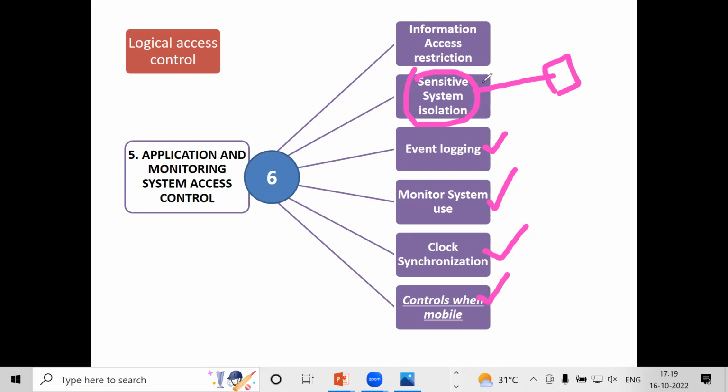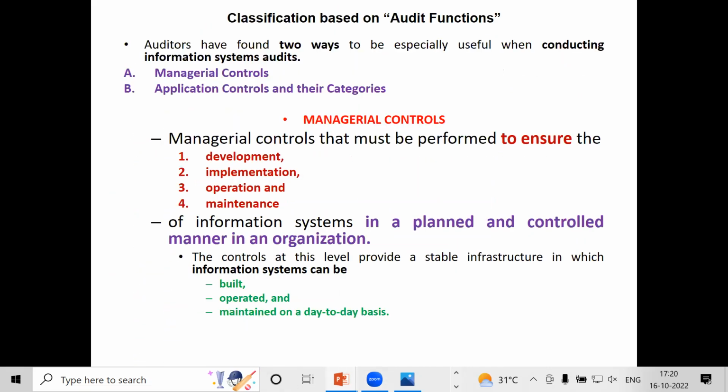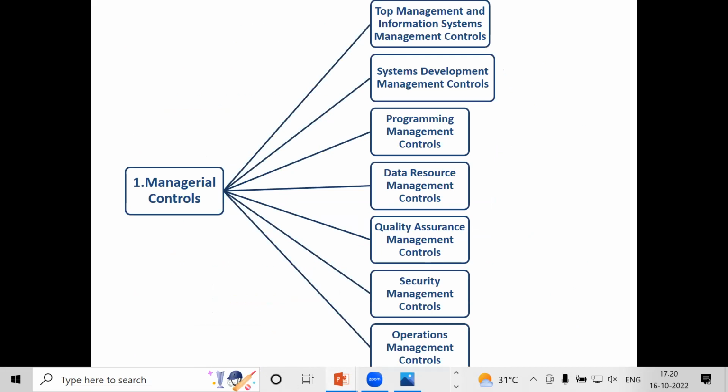Then control when mobile computing, as we have seen earlier, is related to mobile phone technology, smartphones and laptops. Managerial functions: planning, organizing, staffing, all of these are managerial control. So information management control system, SDLC, system development management control, programming management control, data resource management control, quality assurance management control, security management control, operations management control.